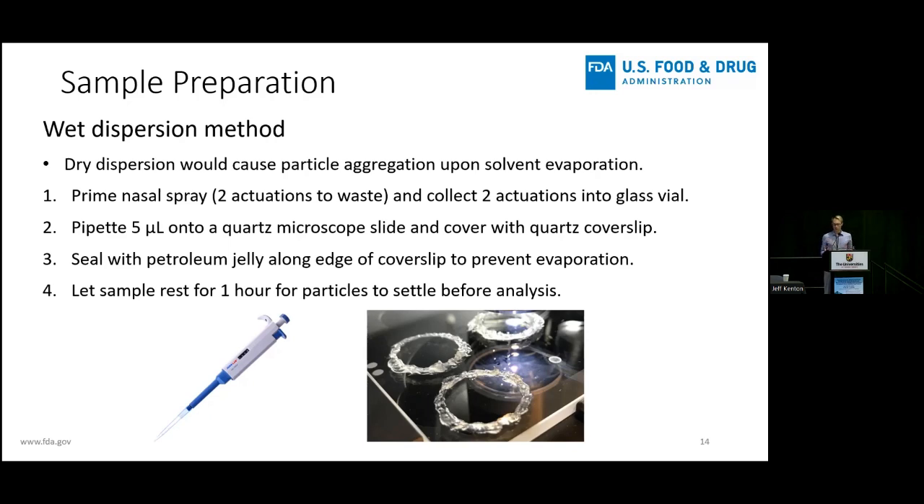So for the wet dispersion method, what we do for the nasal spray is we prime the nasal spray, 2 actuations, and then we collect 2 actuations into a glass vial. Immediately pipette about 5 microliters onto a quartz microscope slide and cover it with a quartz cover slip. So that's the image that you see in the lower right-hand corner. We seal this with petroleum jelly, and that prevents evaporation. And this works really, really well.